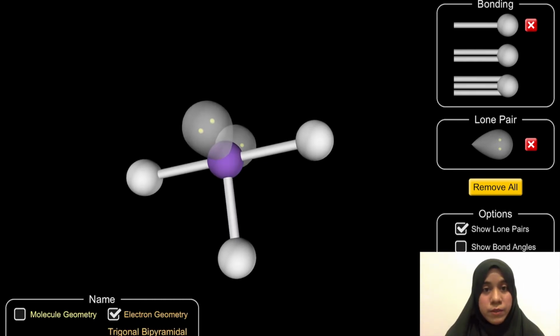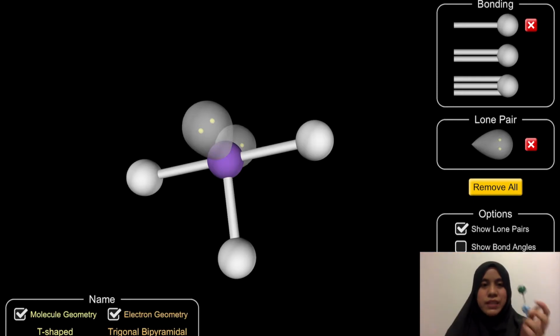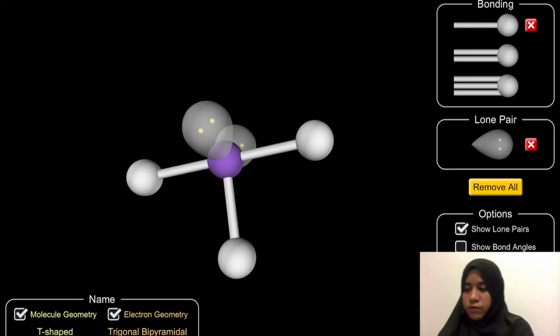Electron geometry sebab tu ada 5. So, masih lagi trigonal bipyramidal. Molecular geometry dia is T-shape. So, samalah. Yang ini pun kita cabut 1. So, dia jadi T-shape. Okay. So, that's for our trigonal bipyramidal kita. If it's bonded to 3 atom and has 2 lone pair.